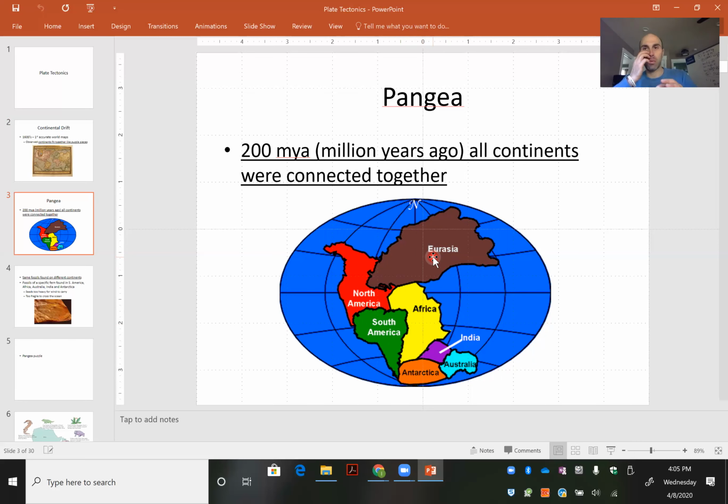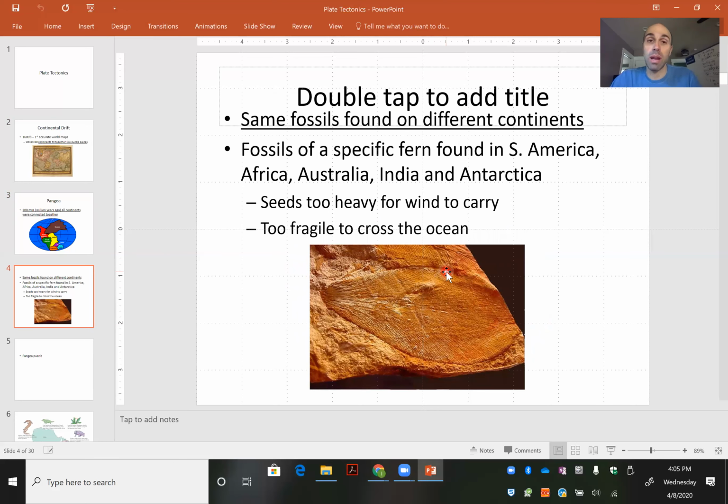But how on earth do we make this claim without support? Well, we need to look at our data. We need to look at the facts. And the facts say that there are fossil records. There are fossil records of the same organism that are found on different continents, on the shores of different continents that look like they matched up, like puzzle pieces.